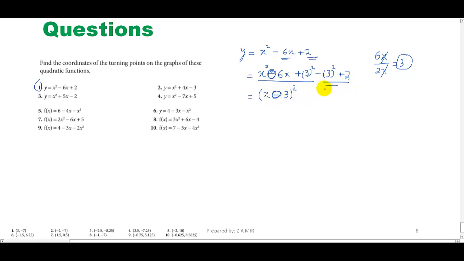Now these two terms, it is minus 3 square, which is 9, and plus 2, and then x minus 3 whole square, it is minus 7. Now we have completed the square. From this form we can find the turning point. And the turning point will be what? You should change the sign of this number, so it will become plus 3, and take this as it is, minus 7. So this is the turning point of this function.